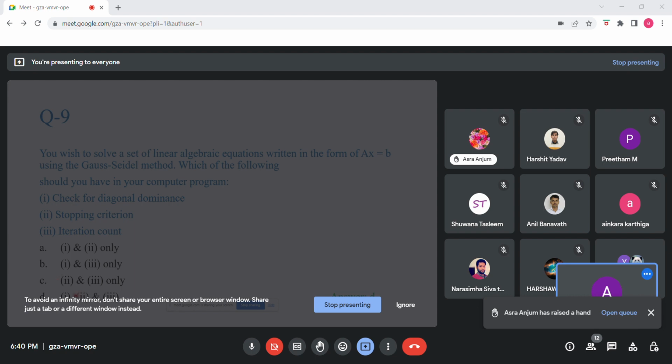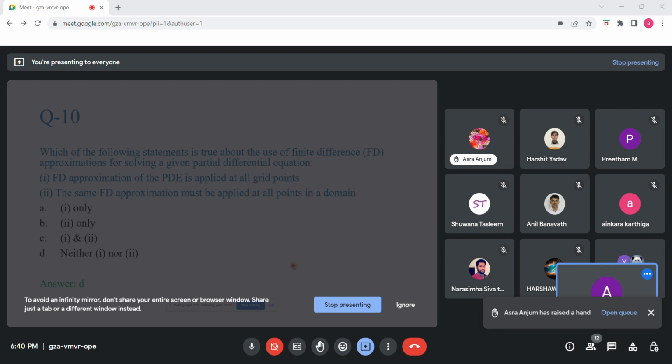answer. And in the next problem, we have: which of the following statements is true about the use of finite difference approximation for solving a given partial differential equation. FD approximation of PDE is applied at all grid points. The same FD approximation must be applied at all points in a domain. So, the FD approximation of the partial differential equation is applied at all grid points.